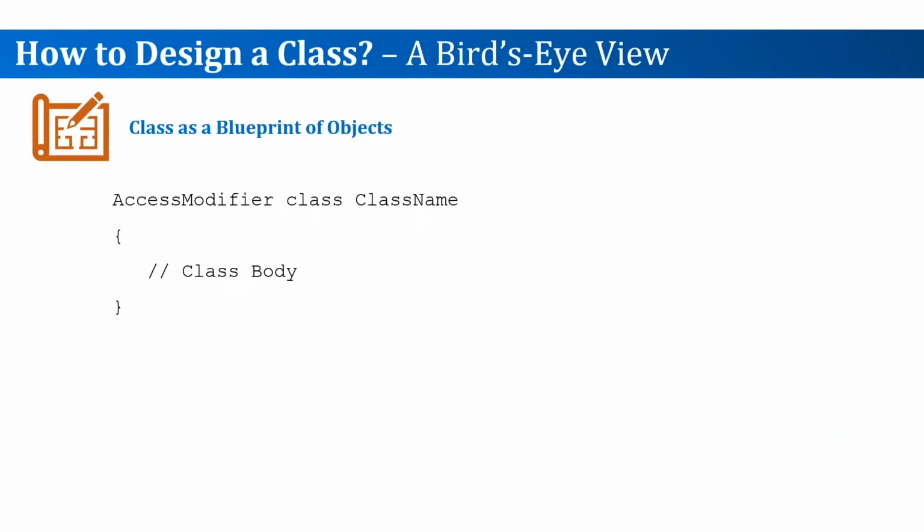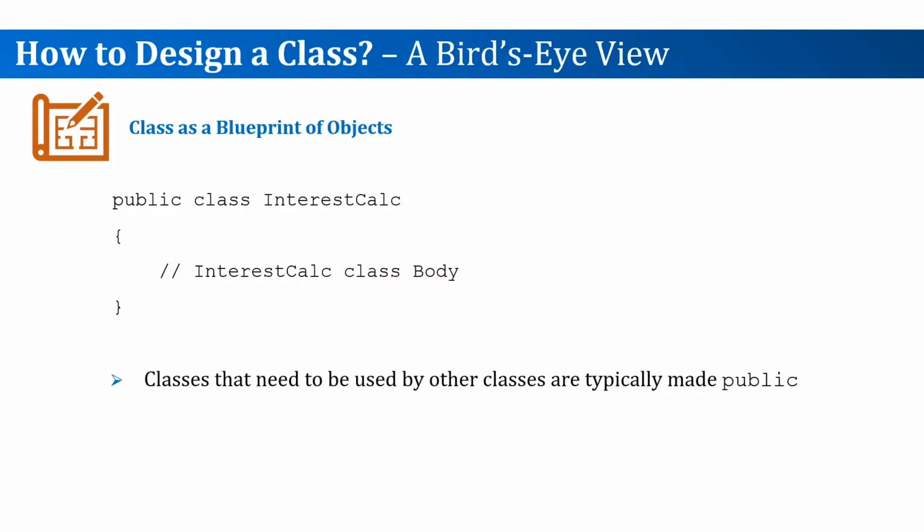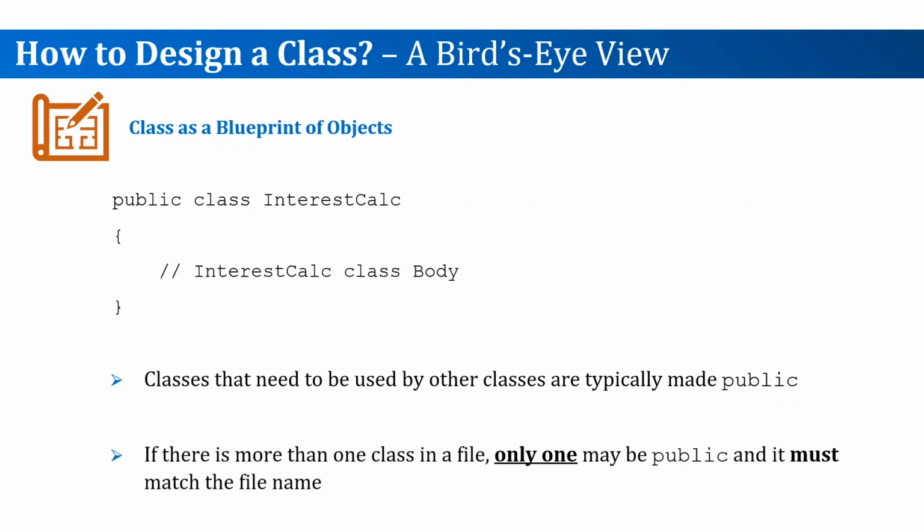So putting it all together, a class for an interest calculator can be declared as public class InterestCalc. Notice that both public and class are lowercase, and the name of the class follows the camel case format. In general, classes are made to be used, so they are mostly public, unless they should be private or protected. If you define multiple classes in the same .java file, which is possible, you will need to set only one of them to be public, and this class must have the same name as the .java file name.